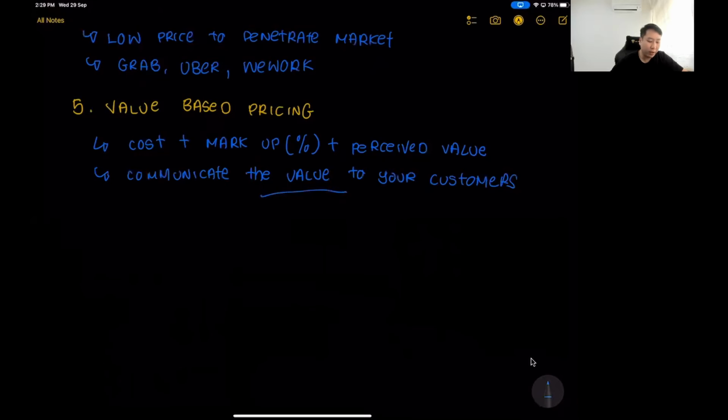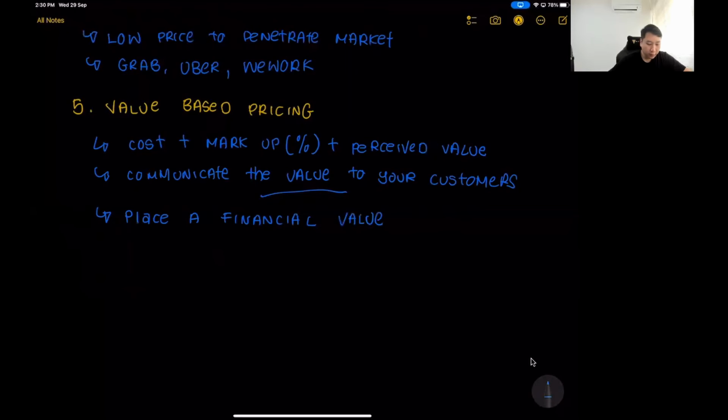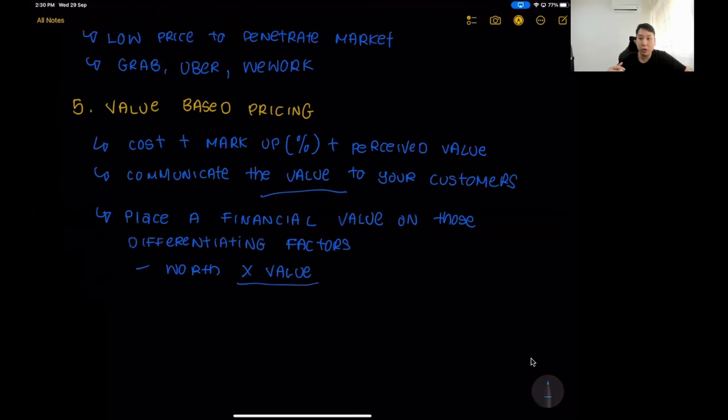Okay, communicate the value to your customers, tell them why you are different, and very importantly, place a financial value on those differentiating factors. So for example, it could be worth X value dollars. So it is very important to always communicate.